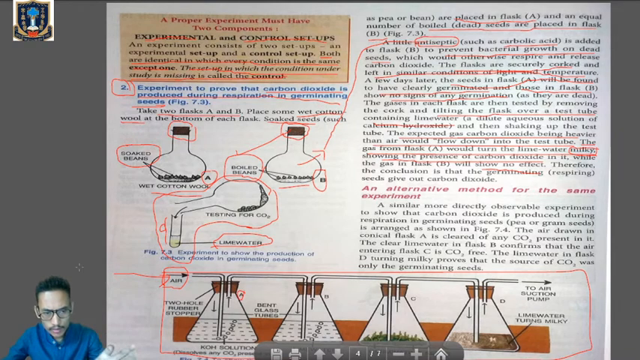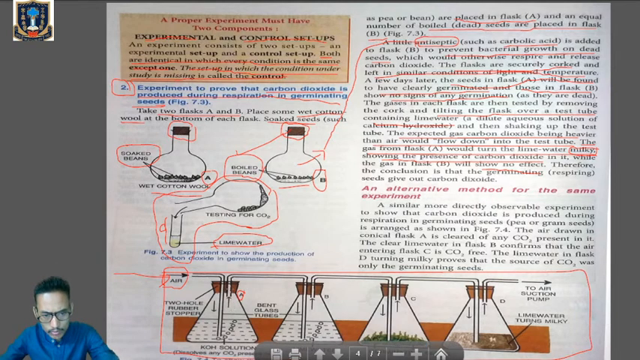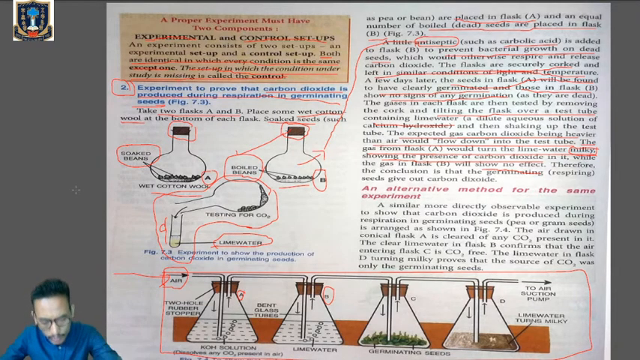Now since flask A contains KOH, all the carbon dioxide present in the air will be absorbed. So that will ensure that the air which is going into flask B will be free of carbon dioxide. Clear? Flask B will be free of carbon dioxide, and flask B contains lime water. If the air which was passing from A to B contained carbon dioxide, then the lime water would change into a milky color.